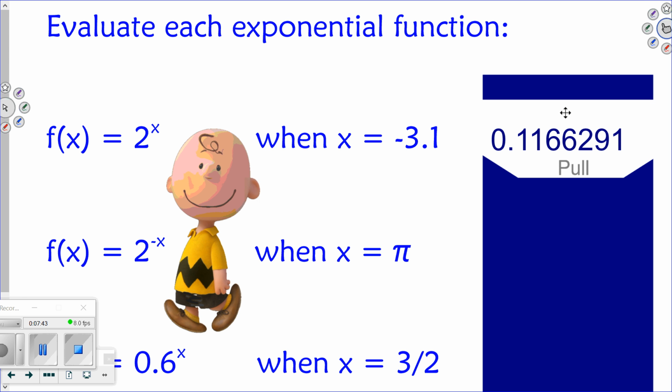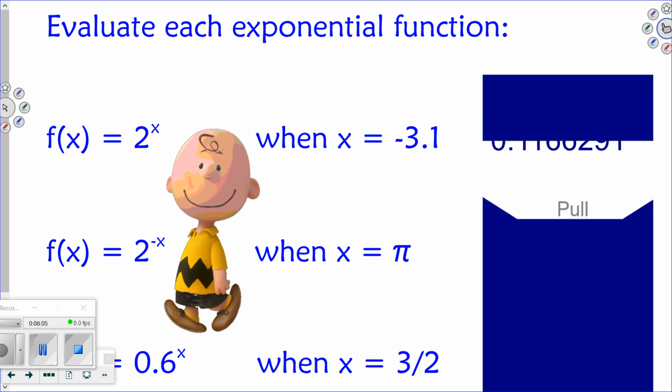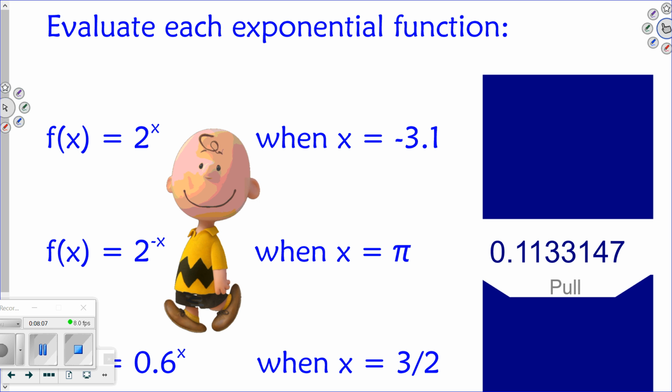All right, what about 2 to the negative x? I want you to tell me when x equals pi. So what is 2 to the negative pi power? Grab a calculator. Is it a positive or negative decimal? It's about 0.1133147-ish.